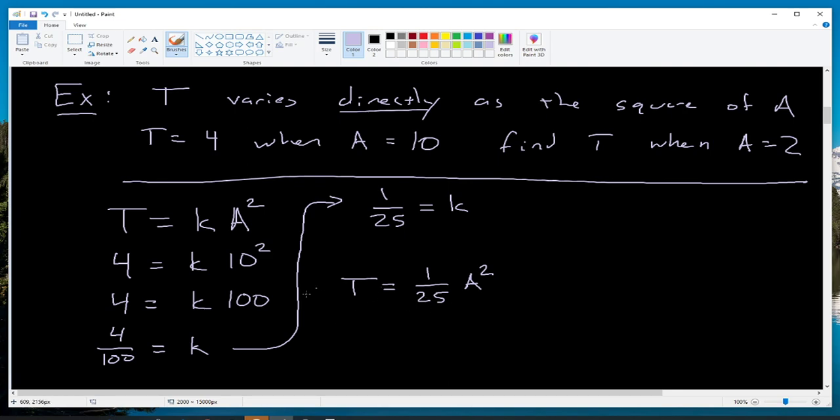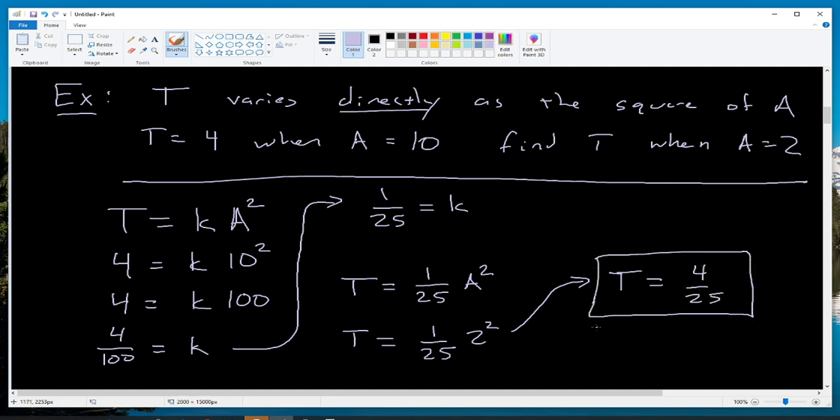So we say here's our equation. We rewrote our equation with the k value plugged in. Now we're supposed to put 2 in for a and see what we get. 2 squared is 4. 4 times 1/25 is 4/25. So this turns into t equals 4/25.